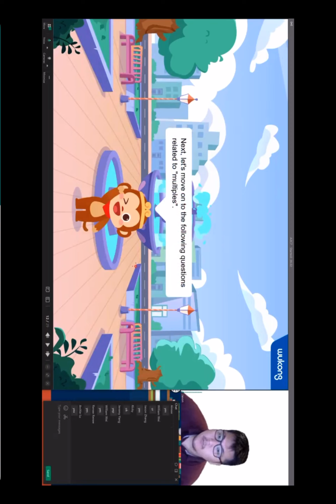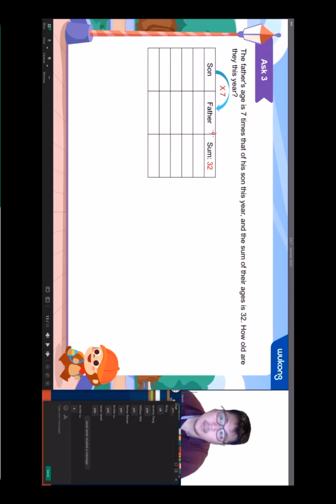Next, let's move on to the following questions related to multiples. So, the father's age, guys, is 7 times that of his son's this year. And the sum of their ages is 32. How old are they this year? So this question is actually a little bit tricky. Because, okay, son times 7 equals father's age. But the sum is 32. So, guys, we need to start with the small number. So, what can we do first, guys? What number should I use first?